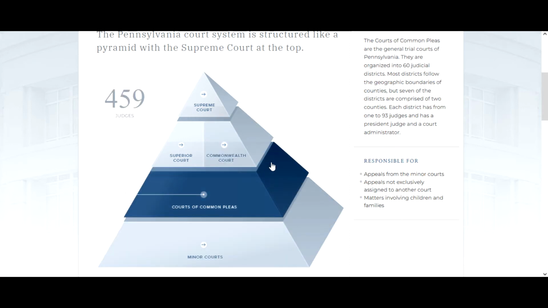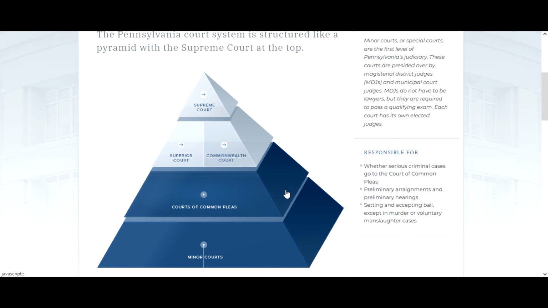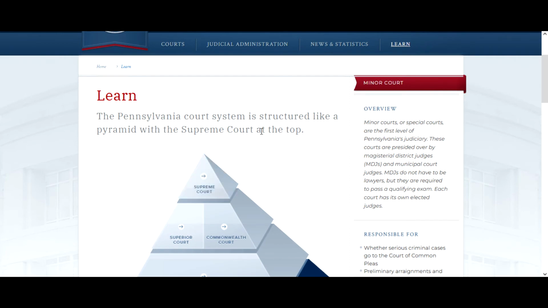Our Court of Common Pleas, as we call it, is that circuit/district court, with 60 judicial districts. Like I said, this is like Erie County stuff. These are appeals from the minor court. These are matters involving children and families, things like that. The minor courts aren't for the serious crimes, though serious crimes can go to the next level from here. This is usually for preliminary arraignments and hearings, setting bail, except in murder or manslaughter cases. But these are the low-level matters. So that is how the PA judicial system, the court system, is broken down.